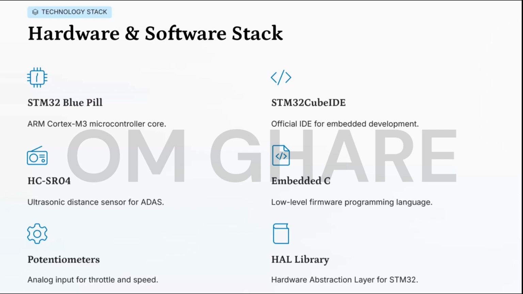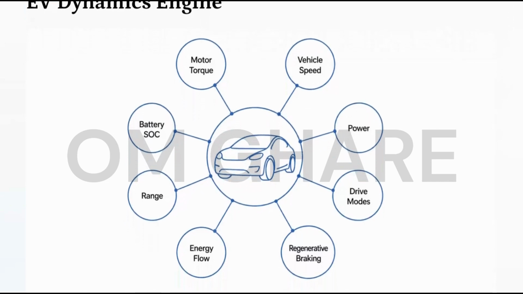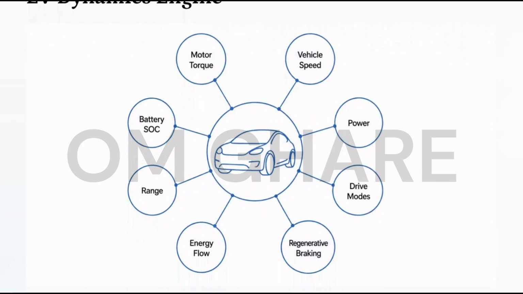Now we come to the most important module of this project, the EV dynamic engine. This module is responsible for simulating how an electric vehicle behaves under different driving conditions. At the center of the diagram, we have the vehicle, while the surrounding parameters represent the key calculations performed by the module. The process begins with the driver's throttle input.